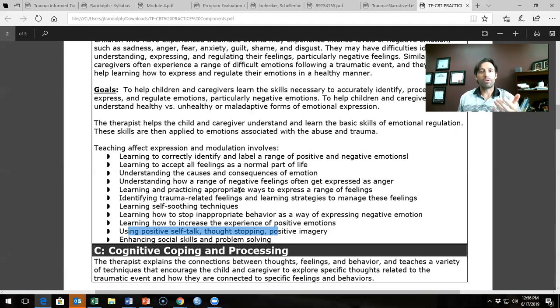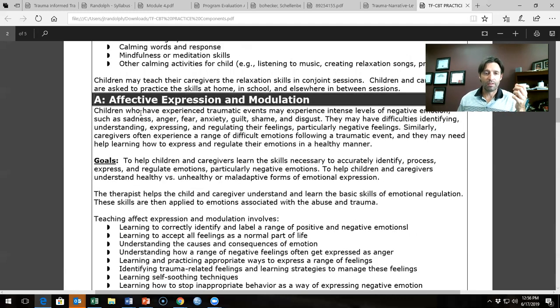But you need to be able to work through and practice bringing the child down, and the child also needs to work through and practice bringing themselves down. So in affect expression and modulation, it's learning about identifying and recognizing when those feelings are very acute, and taking some deep breaths, some lemon squeezers, progressive muscle relaxation techniques to bring themselves back down.